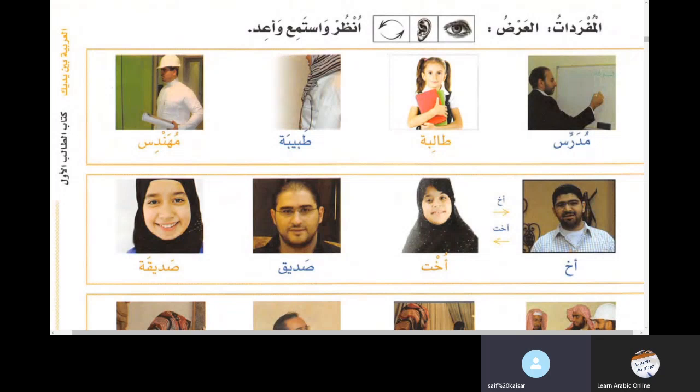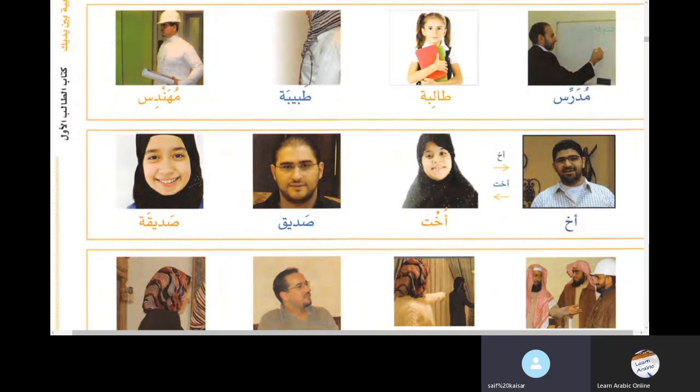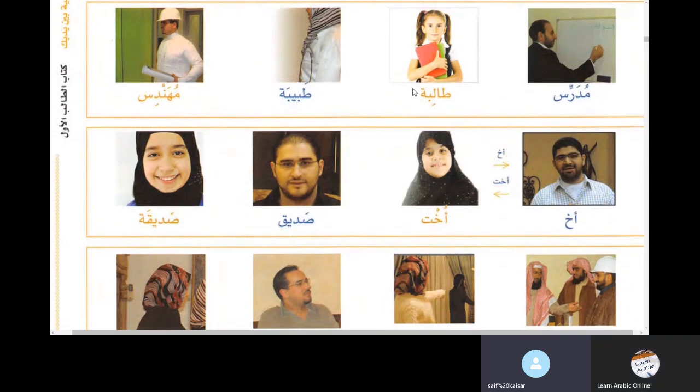Mudarris means teacher. Taliba means student. Tabiba, doctor. But what if he is a male doctor? What will be the word? Then it will be tabib. So tabib, just remove the round ta from its end. Tabiba.